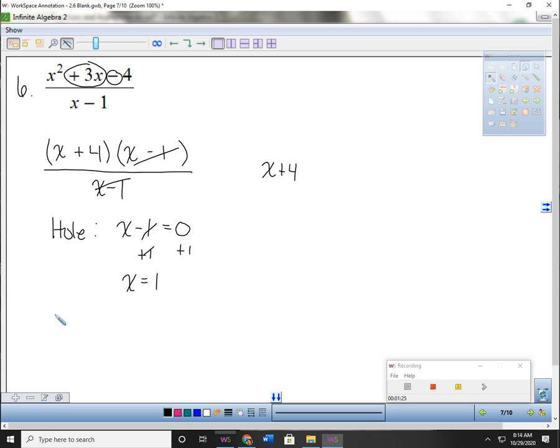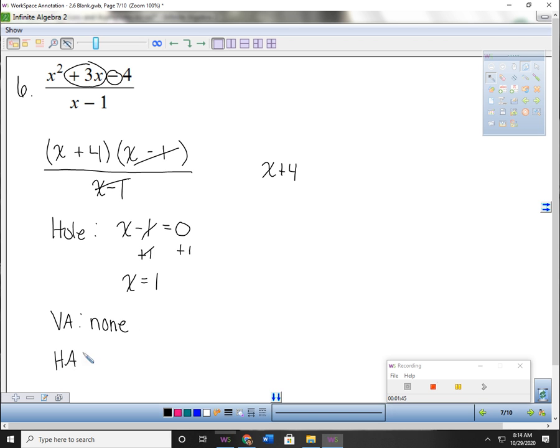So let's think about your vertical asymptotes. Vertical asymptotes come from the bottom, right? But you eliminated the bottom because of the hole. So therefore you don't have anything in the bottom, so there are no vertical asymptotes. So we'll just say none.